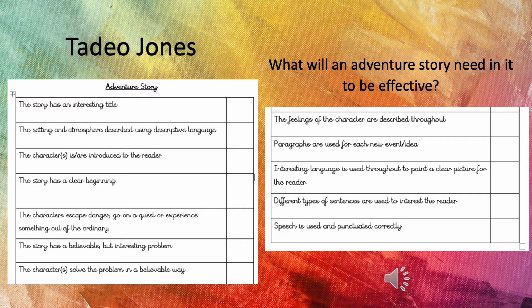The character or characters solve the problem in a believable way. The feelings of the character or characters are described throughout. Paragraphs are used for each event or idea, so we're showing structure. Interesting language is used throughout to paint a clear picture for the reader, so it creates images in their minds with prepositions and adverbs, trying to really get that imagery going through the head. Different types of sentences are used to interest the reader, adding conjunctions to extend your sentences. And use some speech and punctuate it correctly to show conversation between characters.